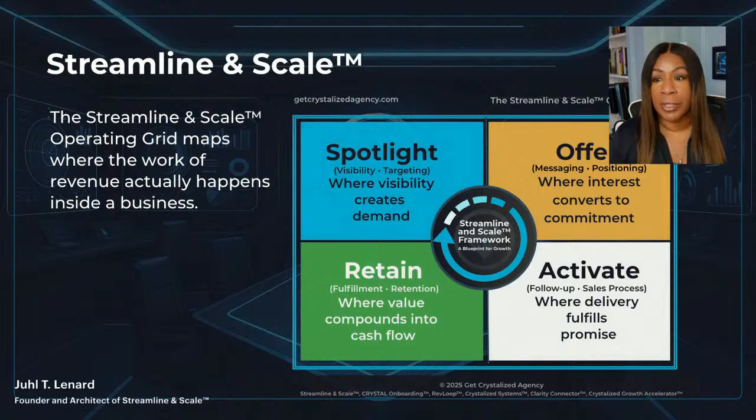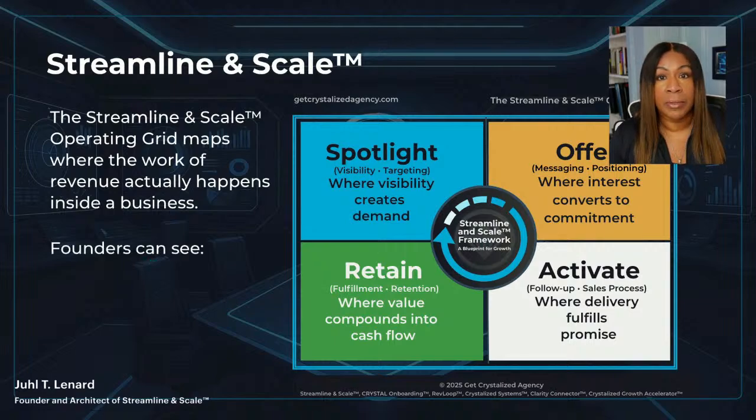So, founder, let me go back and just go through quickly. In the spotlight quadrant, there are four quadrants. The spotlight quadrant is where visibility creates demand. This mirrors the four structural domains because this is the revenue flow. And conversion is where that interest converts into commitment. Activate is where delivery fulfills the promise, and cash is where the value is transformed for the business.